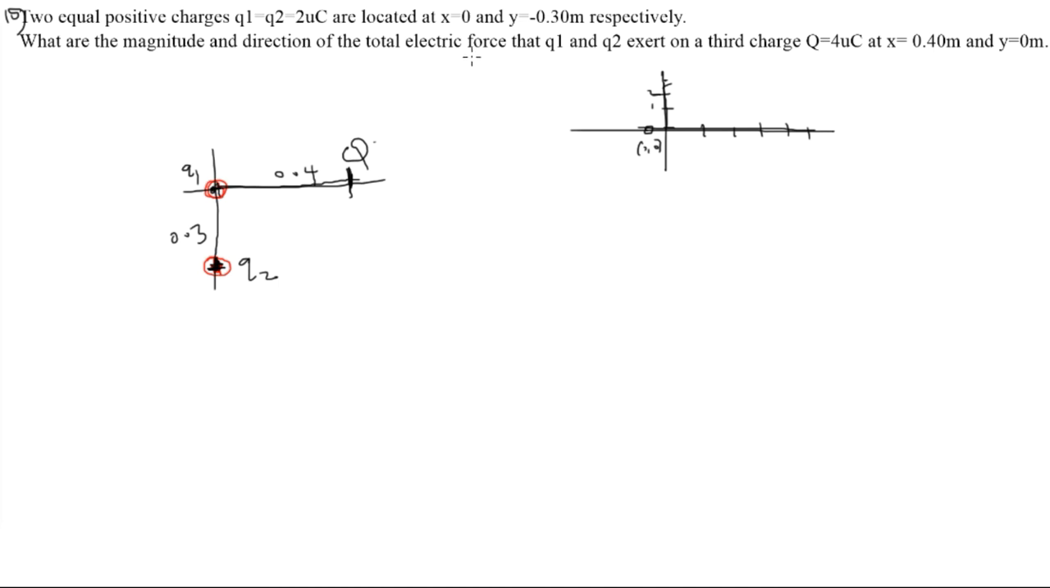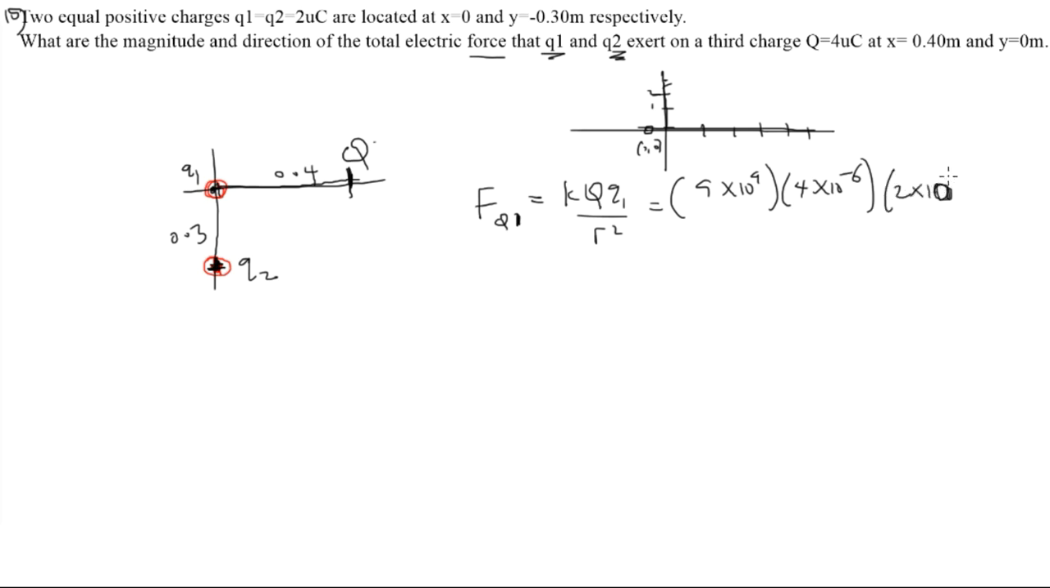Now, what is the magnitude and direction of the force that Q1 and Q2 will exert on the third charge? Let's say the force on Q by Q1 will be KQQ1 upon r squared, which is 9 times 10 raised to the power 9, times Q, which is 4 microcoulomb, 4 times 10 raised to the power minus 6, and Q1, which is 2 times 10 raised to the power minus 6, upon r squared, where r is 0.4. So if we do that, that should be 0.45 newtons.